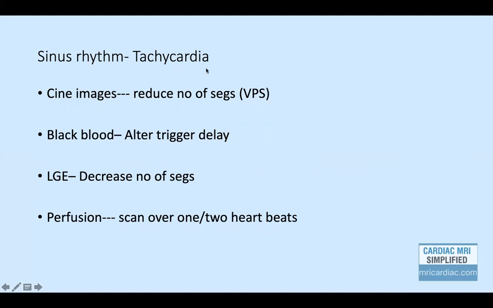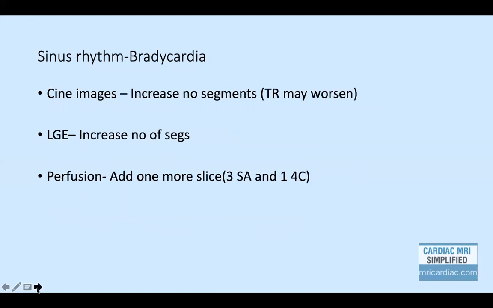So whenever there is increased heart rate, you need to reduce. Basically, in cine images, reduce the number of segments, and in LGE also decrease the number of segments. Similarly, whenever there is bradycardia, you have to increase. So increase the number of segments in cine and LGE images.